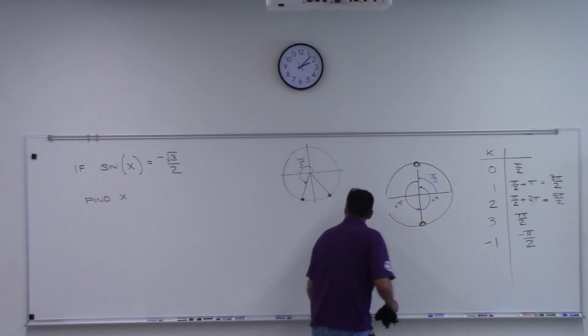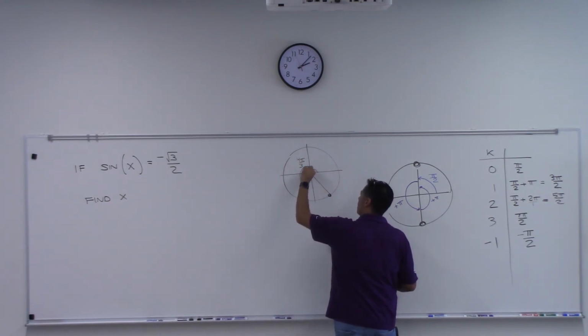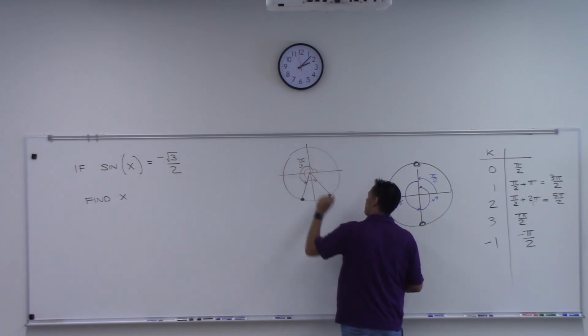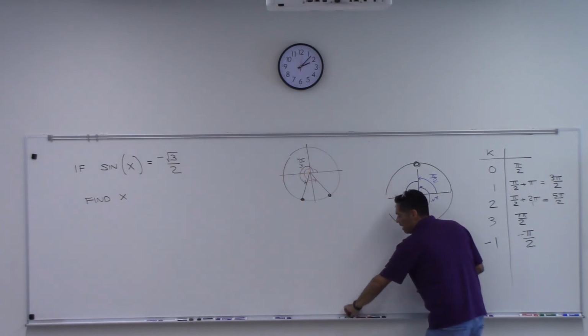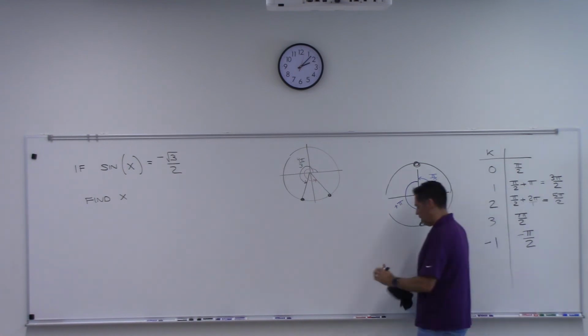And then what about this angle from here to there? That's another common angle, right? What's that? That's 5 pi over 3.